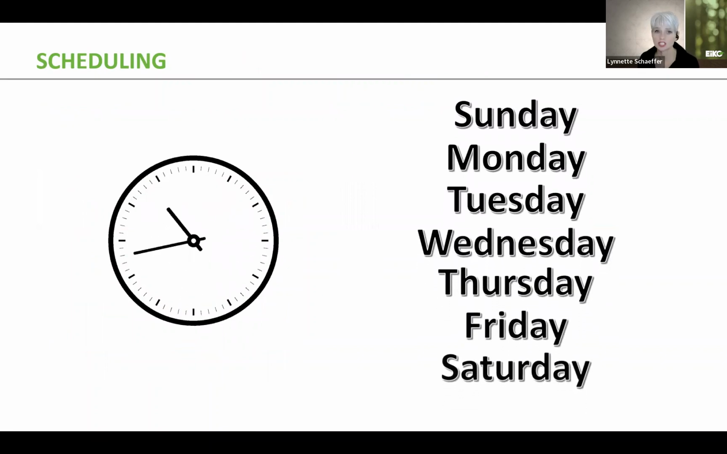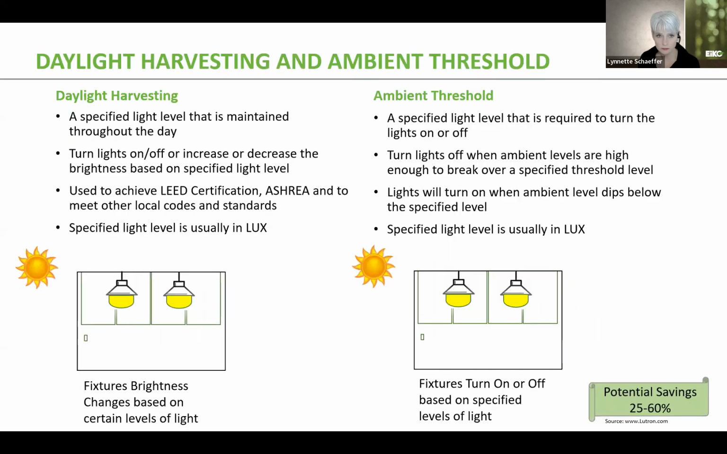Basic scheduling can be achieved through using time clocks. Of course, more sophisticated scheduling is achieved through utilizing some form of network lighting controls. Now, yes, there's a lot going on in the slide, but direct your attention to the animation on the left-hand side. Daylight harvesting in this example is when the sun comes up, the light level gradually increases or decreases to maintain a certain light level.